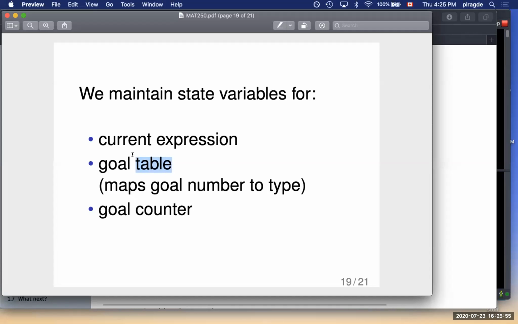For the table, we use a Racket built-in version of tables called hash tables. But you don't have to know how they work, you just have to use them. You can put something into a hash table, you can look things up, you can remove things from a hash table. That's all we use it for.